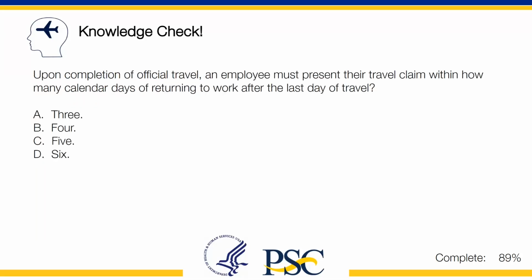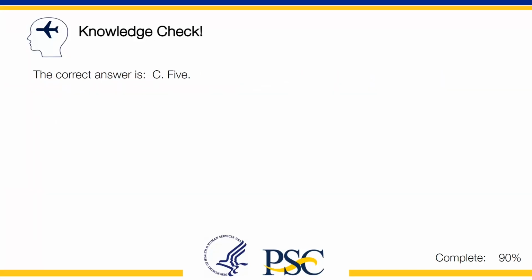Validity. Upon completion of official travel, an employee must present their travel claim within how many calendar days of returning to work after the last day of travel? A. 3. B. 4. C. 5. D. 6. Click pause, consider your response, and then resume this video to learn the correct answer. The correct answer is C. 5.